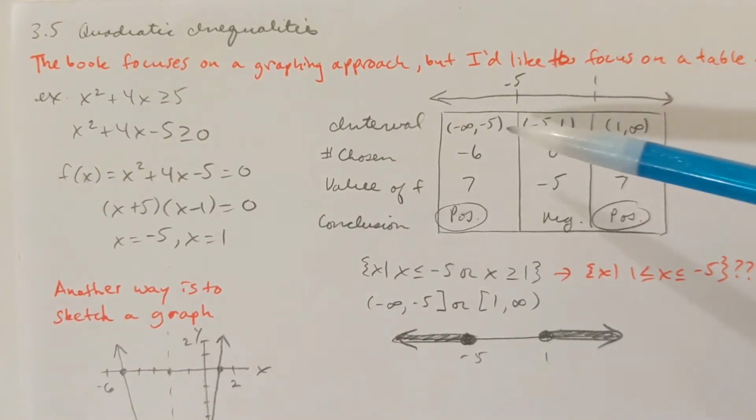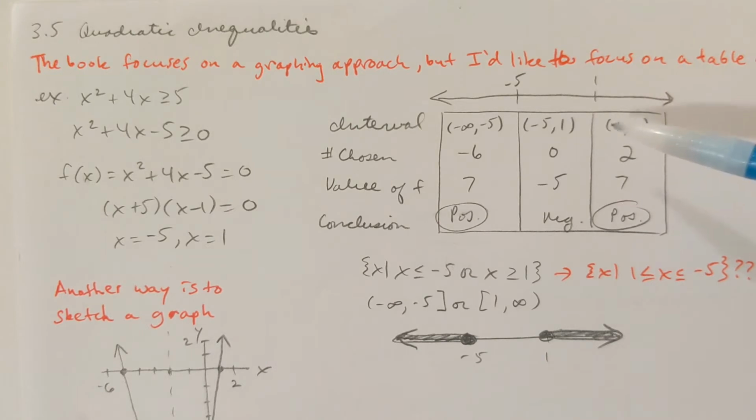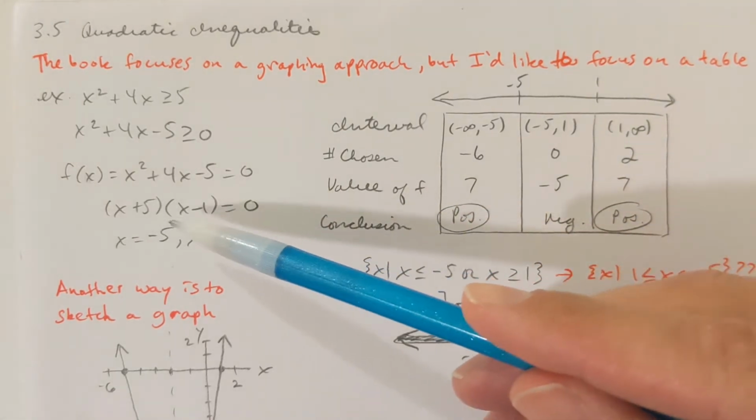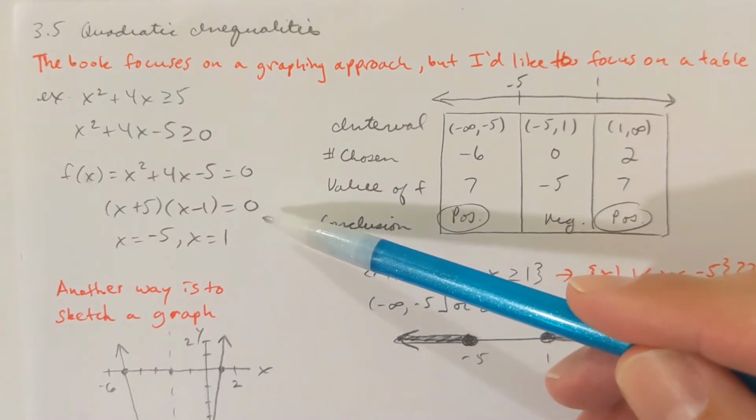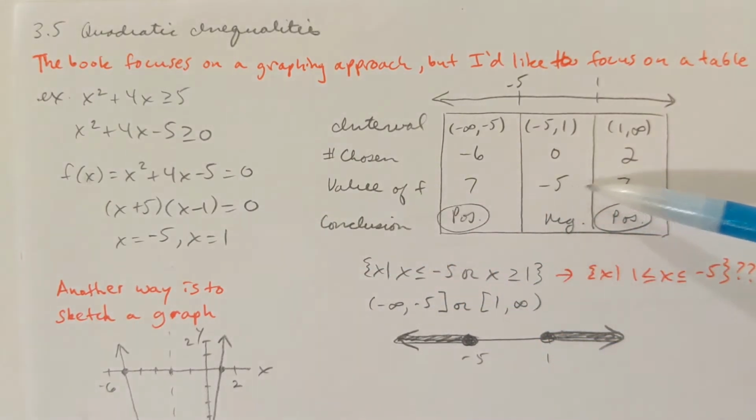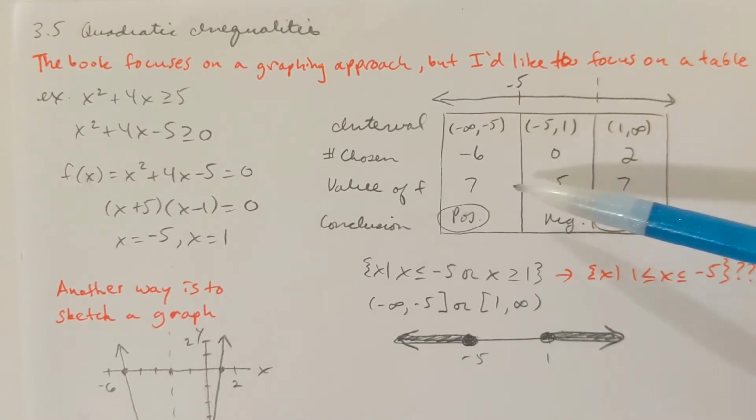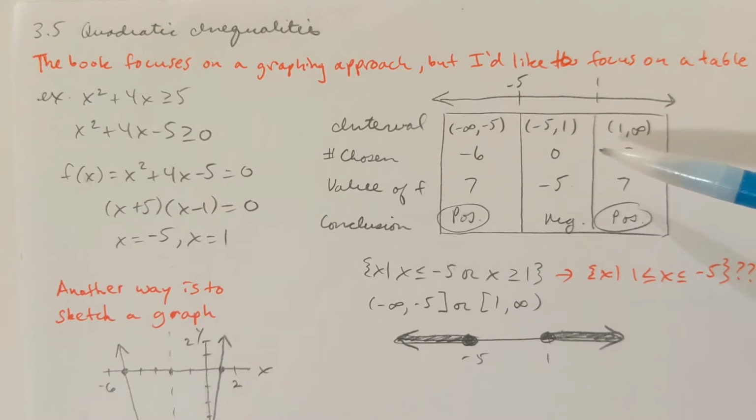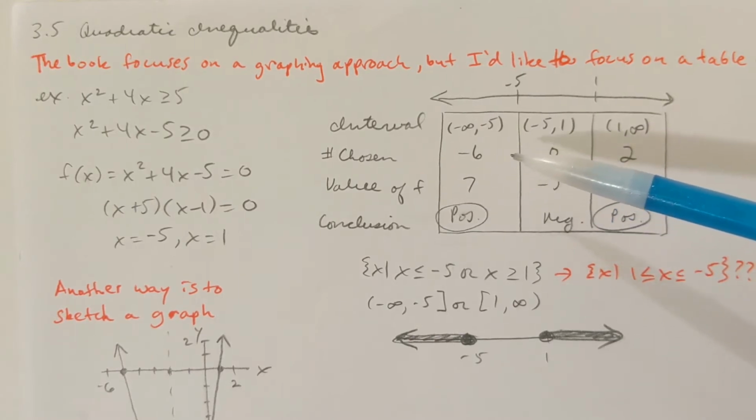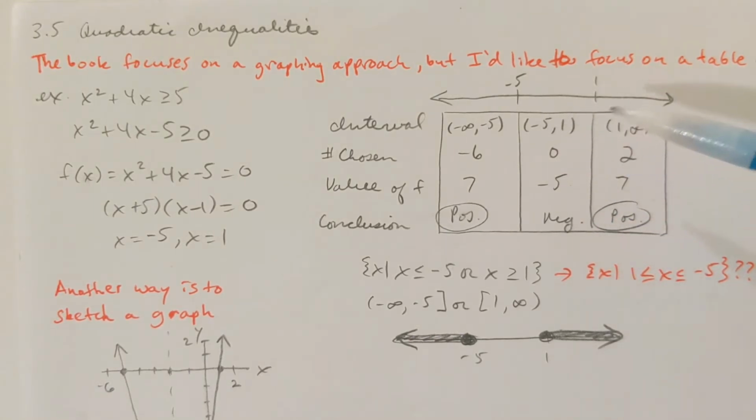Now notice how I've got open parentheses, open intervals everywhere. I'm not including the negative 5 or 1. The reason why I'm not doing that is because I'm allowed to select any number except negative 5 and 1. I already know what happens at negative 5 and 1. I get 0. 0 is not a positive or a negative number. So in general, I don't want to include those critical values in my table, but only the values that are around negative 5 and 1.